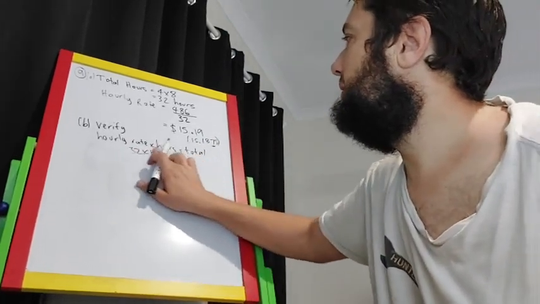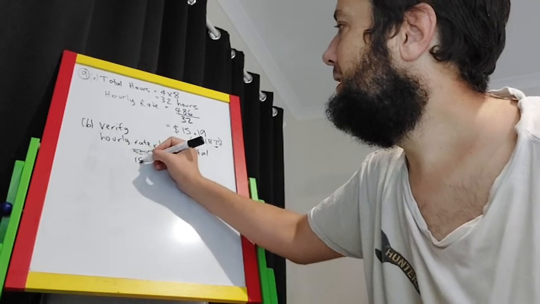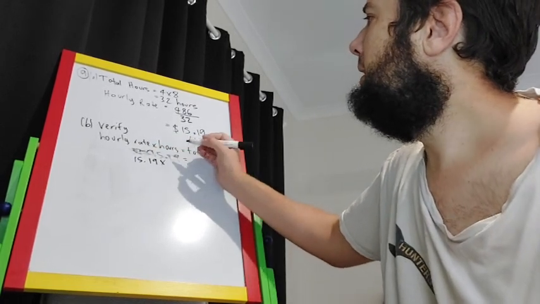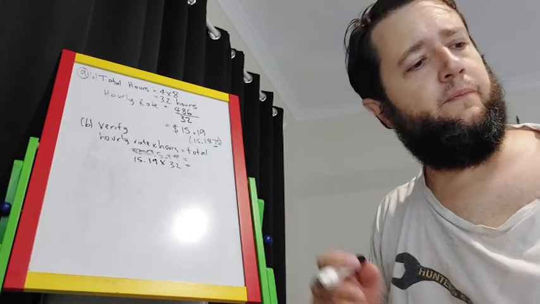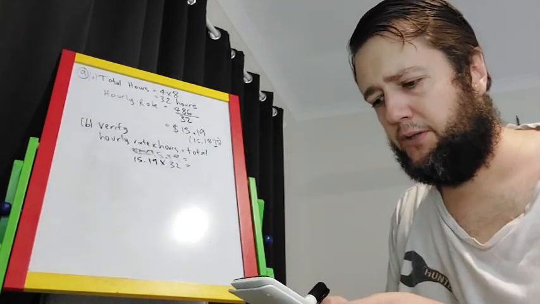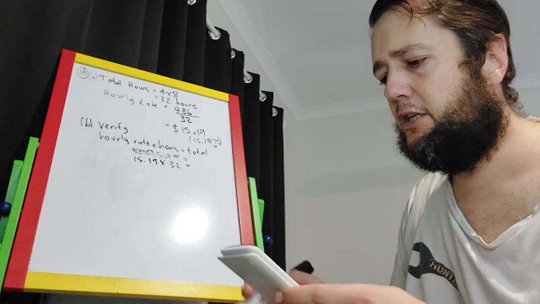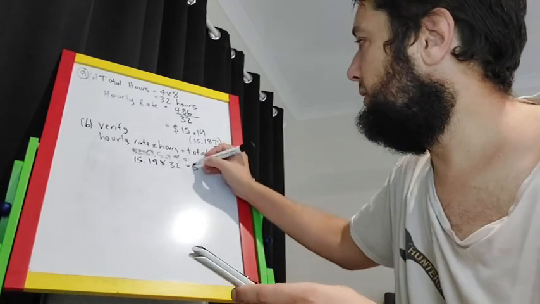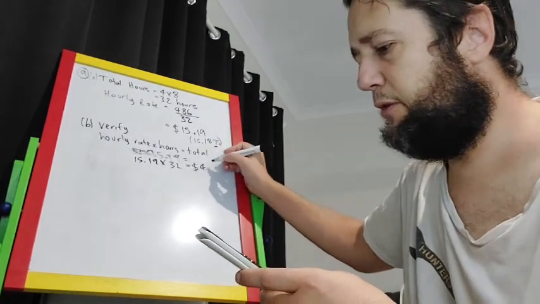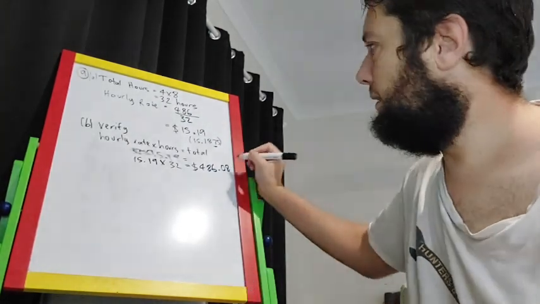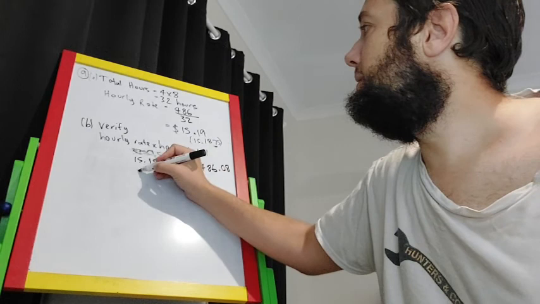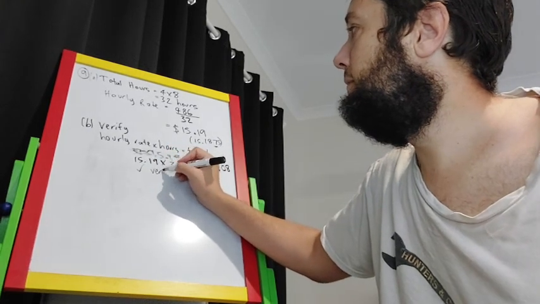Sorry, the other way around. The hourly rate, 15.19 times the hours of 32. You know what? It's going to be close, but not exact, because we rounded it. Remember, we rounded the answer back here? So, look, it's okay. Verified.